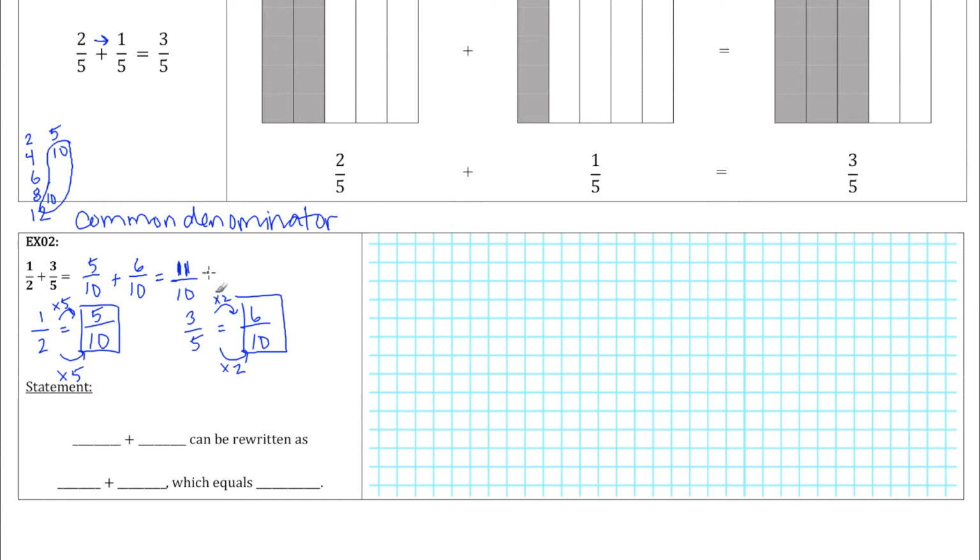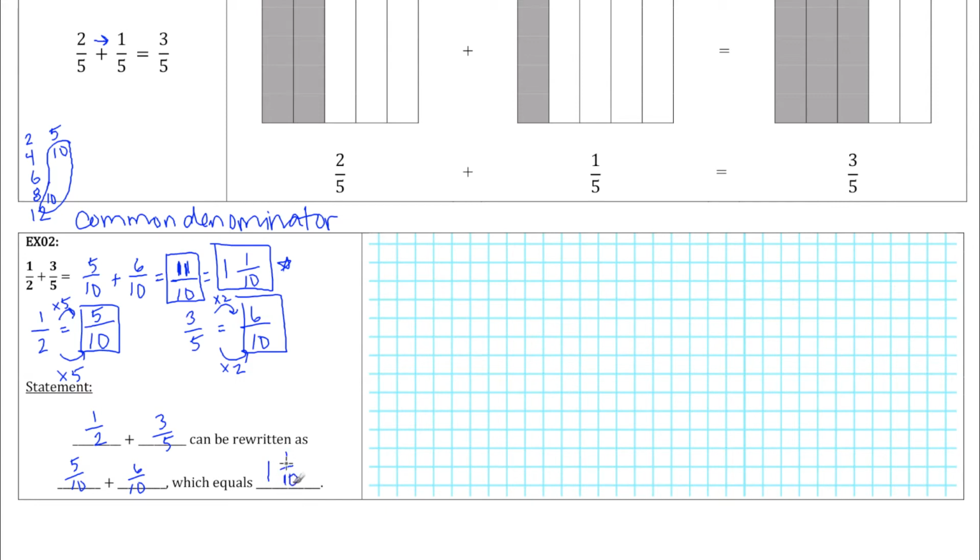If you would like, you can go ahead and convert this to a mixed number. I'm going to box this because this is one of our answers. How many wholes can you pull out? You can pull out 1 whole, and then you have 1 of the tenths left over. So this is my answer right here. So 1/2 plus 3/5 can be rewritten as 5 tenths plus 6 tenths, which equals 1 whole and 1 tenth.